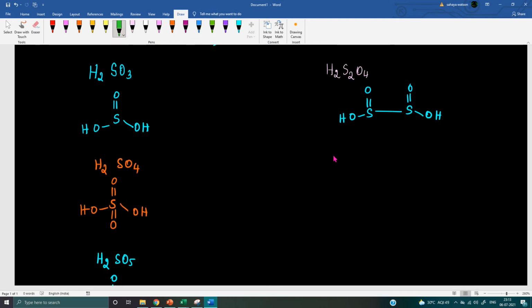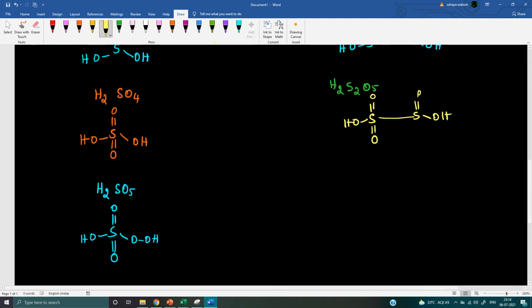The next is H2S2O5. Let me draw the basic structure now. S double bond O, OH. Again one more unit, S double bond O, OH. And one O is remaining. Actually what we think is the O should be written within the 2 sulfur. It is not at all. The sulfur is bonded, and you have to write a double bond O under one of the sulfur atoms.